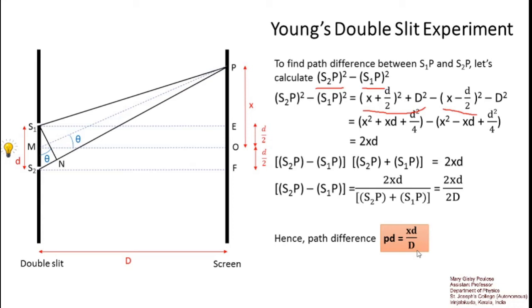Hence path difference is directly proportional to the distance between the slits and inversely proportional to the distance of the screen from the slits.